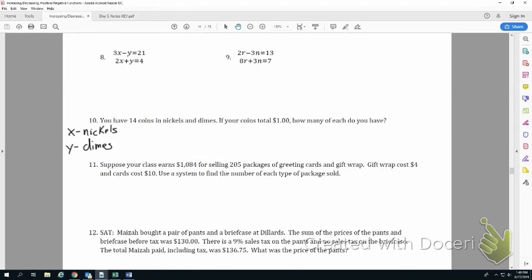Can somebody tell me, thinking about the value equation and also your number of equation, what one of those equations would be? X plus y equals 14. Okay, there's my number of equation: the number of nickels plus the number of dimes equals 14. Can somebody tell me the value equation? Philip: 5x plus 10y equals $1. Okay.